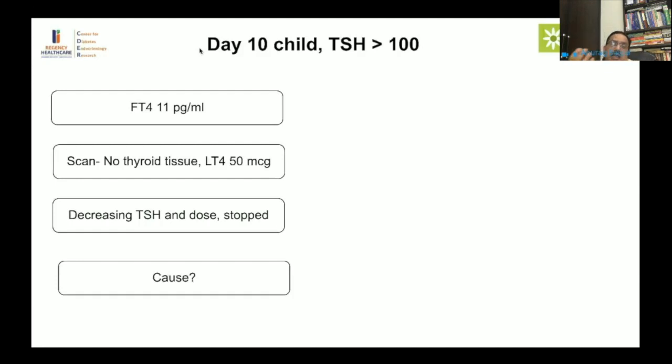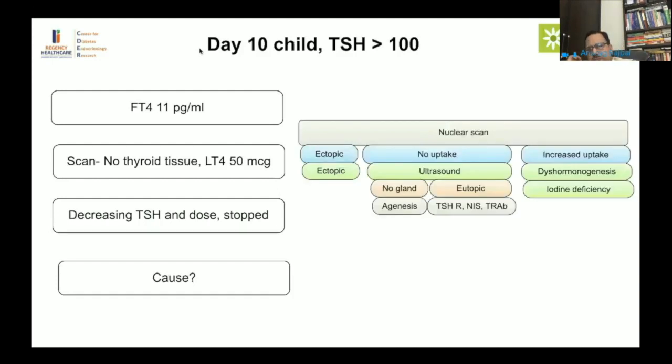Sometimes DUOX2 can cause situations, but that would have been expected to be associated with increased uptake. So this is a classical picture of what is known as apparent athyrosis. So what we need to understand is that for a thyroid scan to pick up a thyroid gland, we need to have a thyroid. We also need to have an intact TSH receptor and sodium iodine importer. So any of those problems can cause a situation where the gland is there, but we are not picking it up on the radionuclide scan.